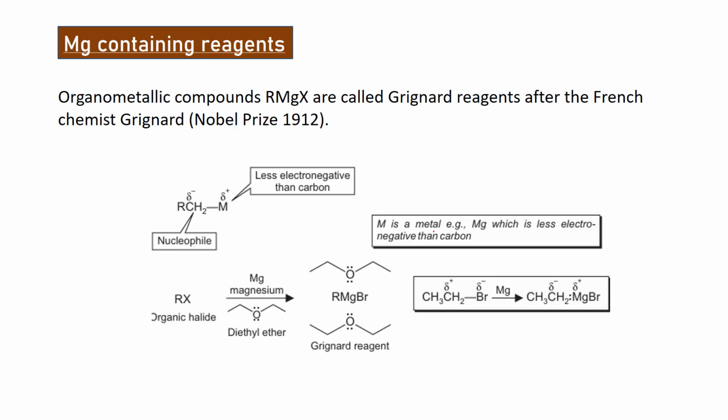Okay, let's go to the next topic, where it contains magnesium containing reagent. So next we will discuss, magnesium belongs to group 2. So magnesium containing reagent, one of the very renowned, that everyone has heard about, is Grignard reagent. Organometallic compounds like this RMgX are called Grignard reagent, after the French chemist Grignard, who got a Nobel Prize for that in 1912. This type of Grignard reagent contains a metal, that is magnesium, and a halogen species.